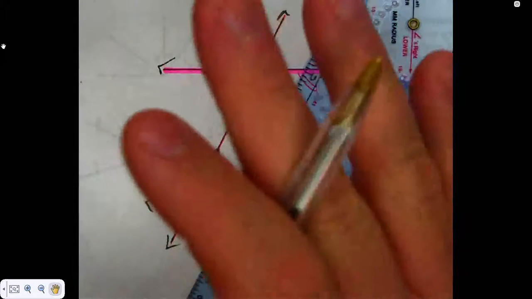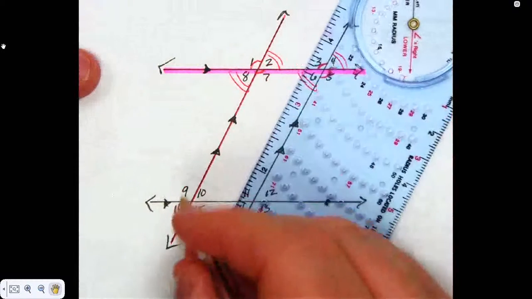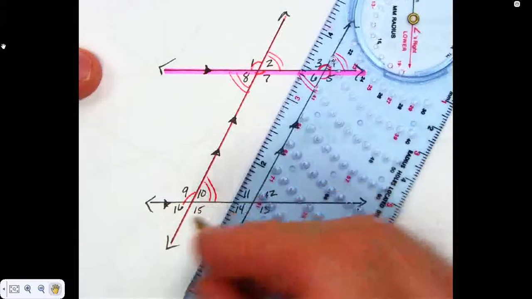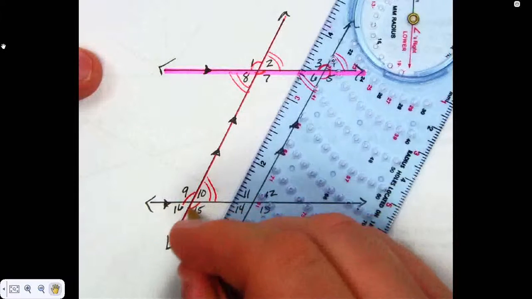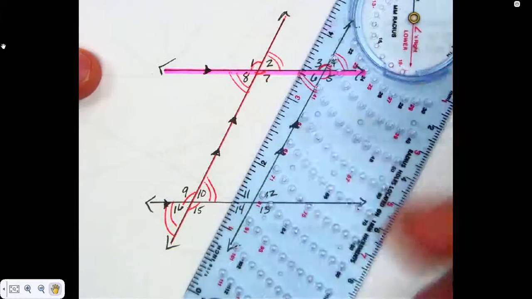When you look at it one at a time, it's not so bad, is it? But it can get confusing. 7's congruent to what? 8's congruent to what? 10. 9's congruent to what? 16. 10's congruent to what? 16. There we go.